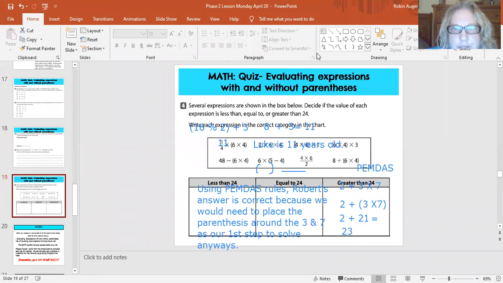Okay, and now I got to erase all this stuff. Allergies are giving me all this nonsense in my throat.